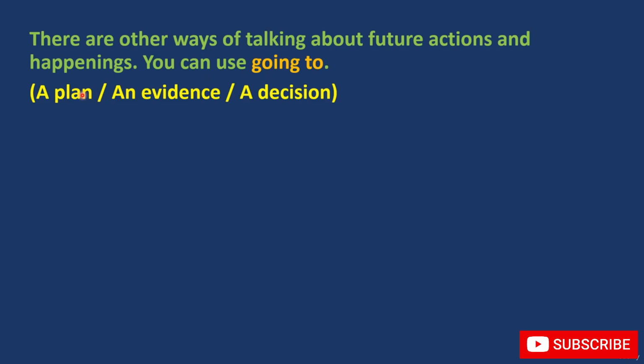I use them if I have a plan for the future, if I have evidence, something that I can see or listen to or hear, or when I have a decision. When I decide to do something, I want to do something, I must use going to. I cannot use will or shall. Again, if I have a plan or evidence or decision about the future, I have to use going to. I cannot use will or shall.